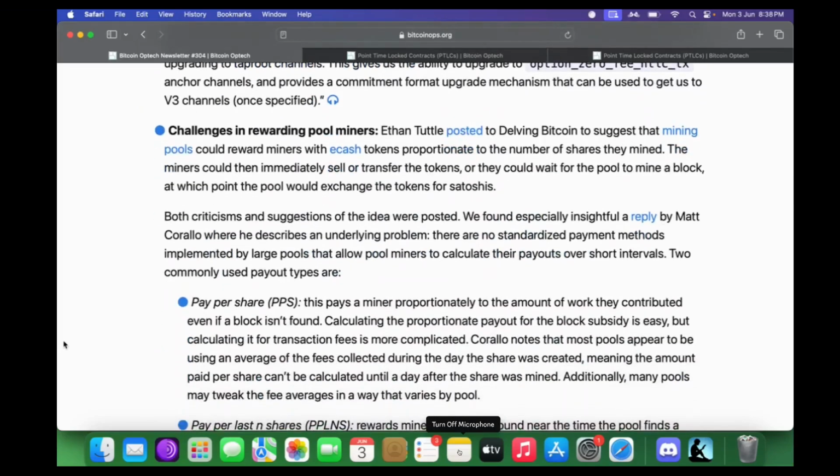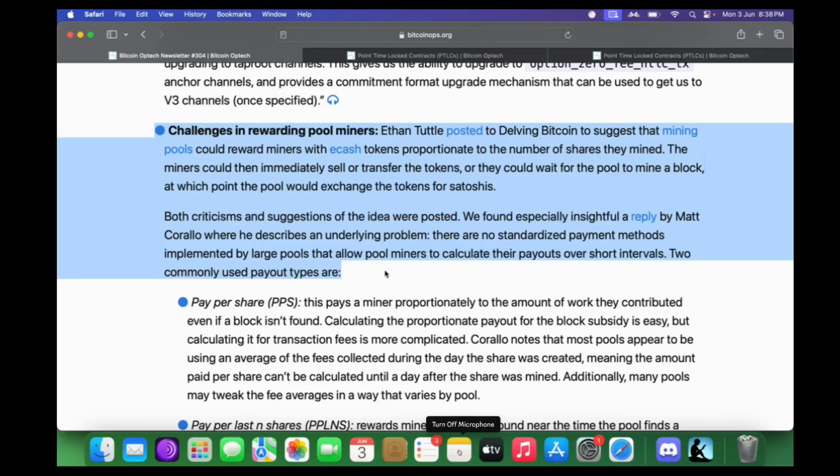Cool. So the next one is challenges in rewarding pool miners. Ethan Tuttle posted to Delving Bitcoin to suggest that mining pools could reward miners with eCash tokens proportionate to the number of shares they mined. The miners could then immediately sell or transfer the tokens, or they could wait for the pool to mine a block, at which point the pool would exchange the tokens for Satoshis. Both criticisms and suggestions of the idea were posted. He found especially insightful a reply by Matt Corallo, where he describes an underlying problem.